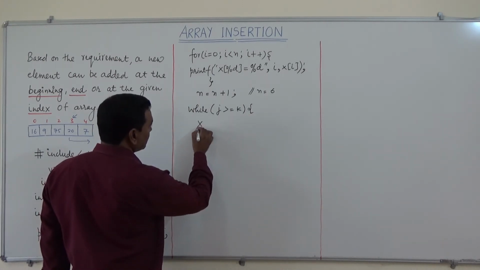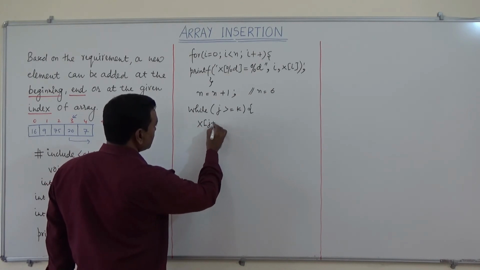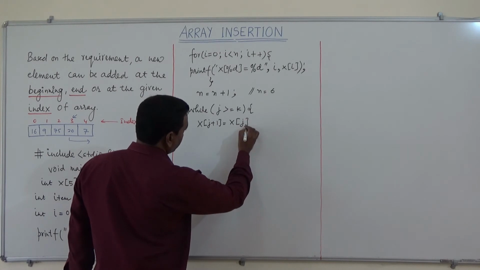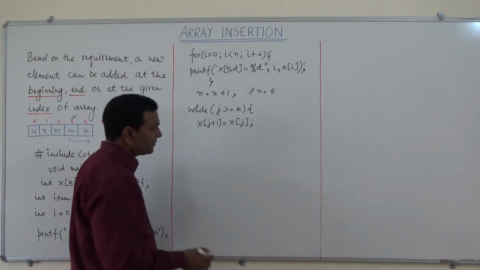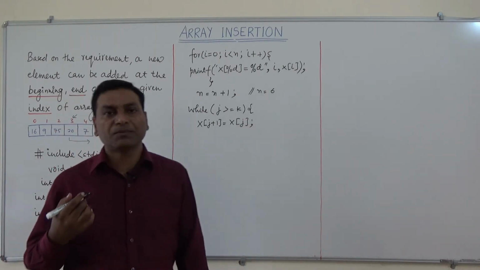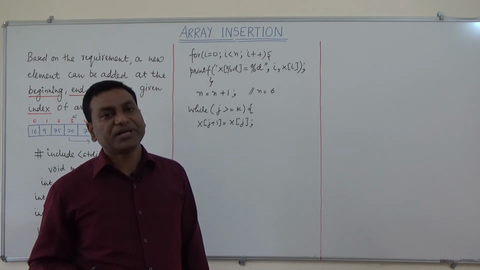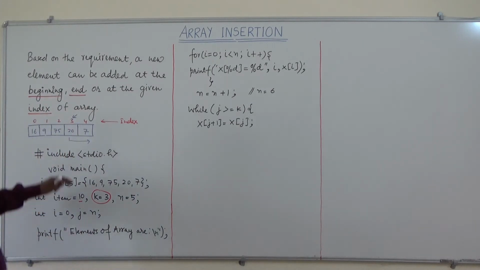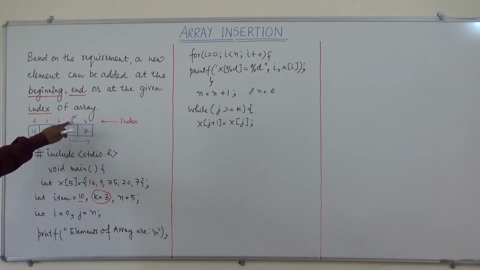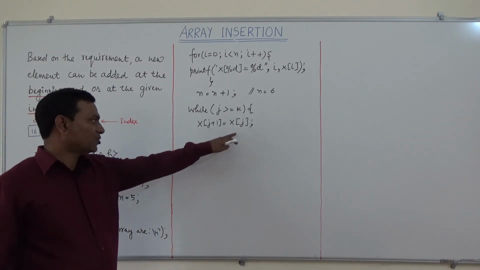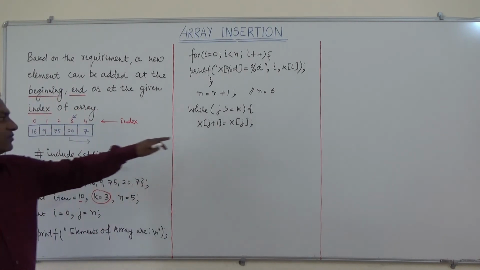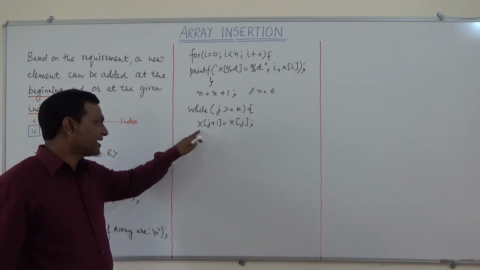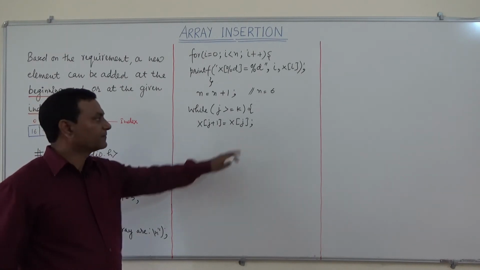and x j plus 1 equals to xj. It means with the help of this logic, we are shifting the position towards the right hand side. So this is index 3. So if we use this code, this 3 will become 4. So this will be 3 plus 1, this will become 4. So x4 will be equals to x3.